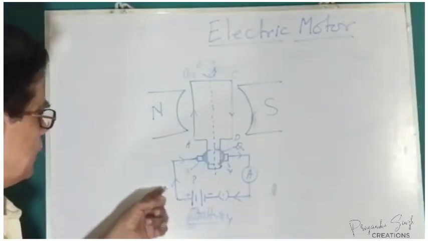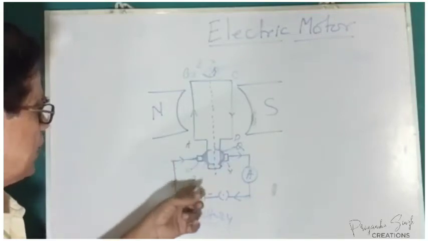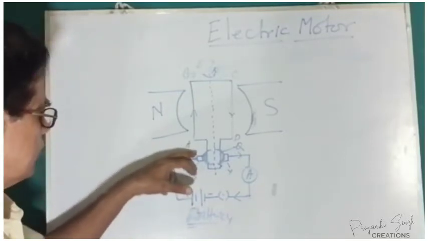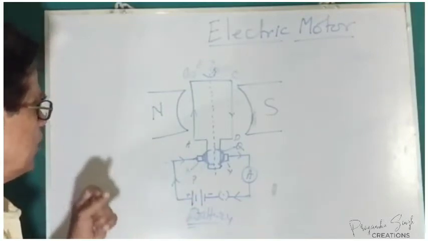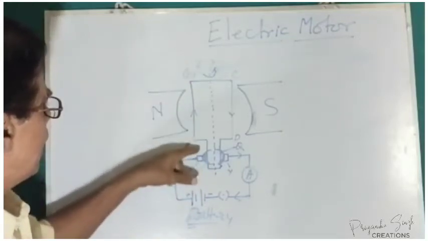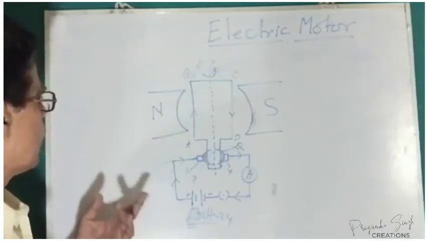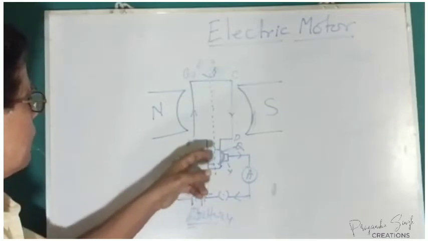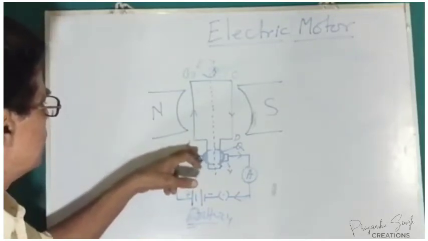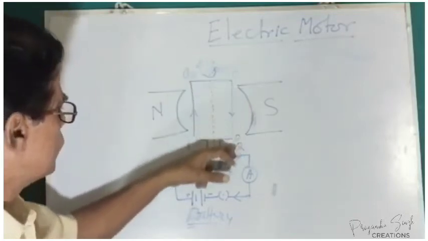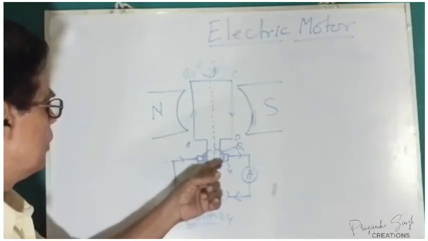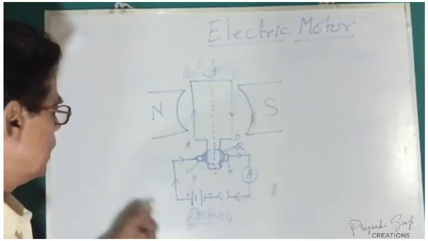Initially, suppose current is passing into the split rings, which are P and Q. So, through the carbon brush X, current passes into the split ring P, which is connected to the end of the rectangular coil, and current passes through the coil in the direction A to B, B to C, C to D, and then from the split ring Q through the carbon brush Y into the circuit.